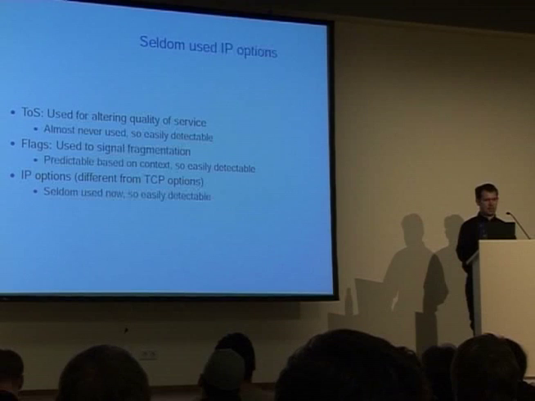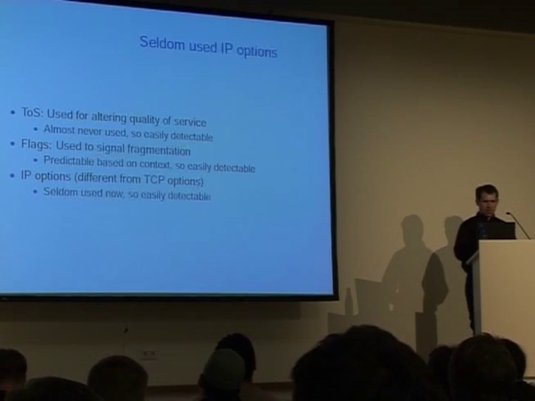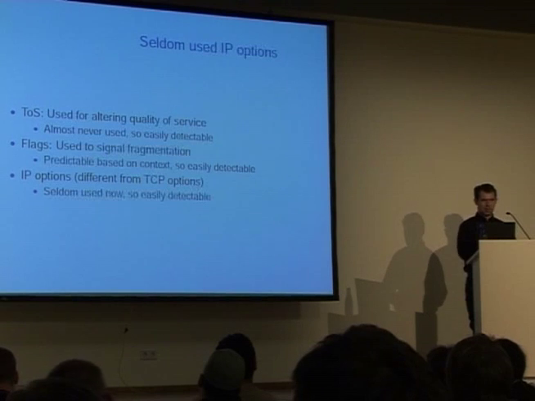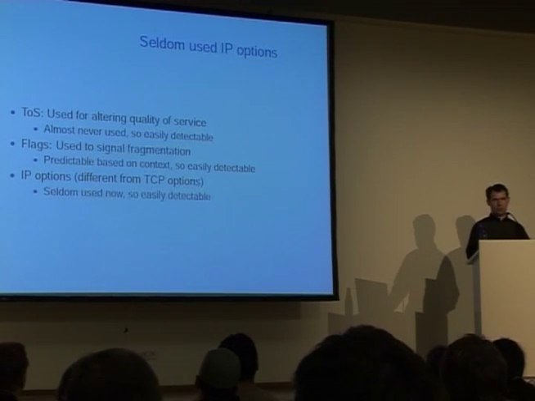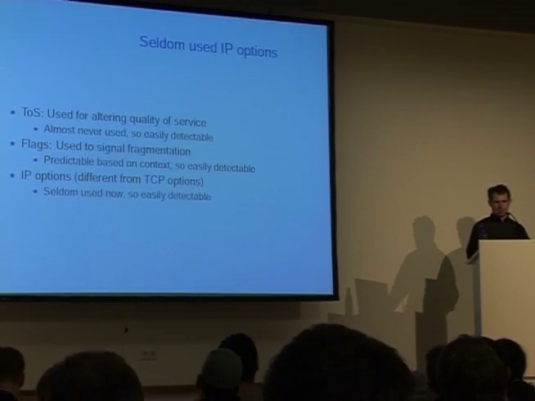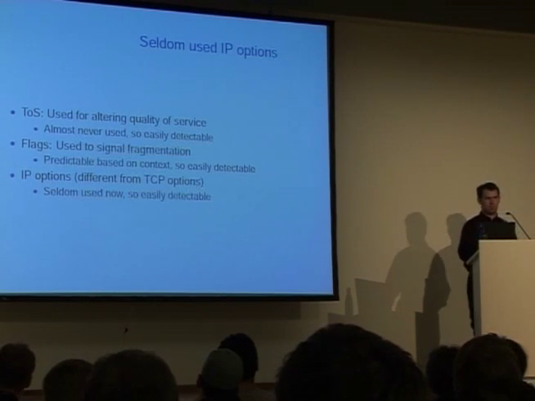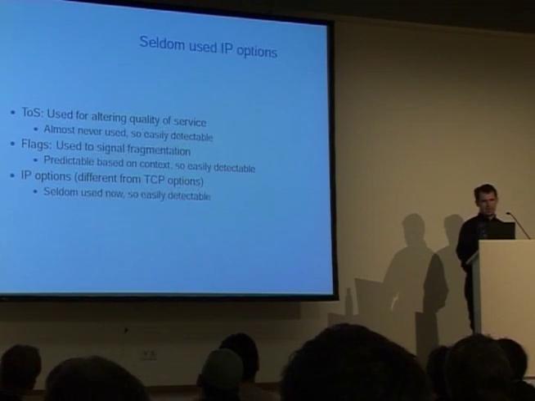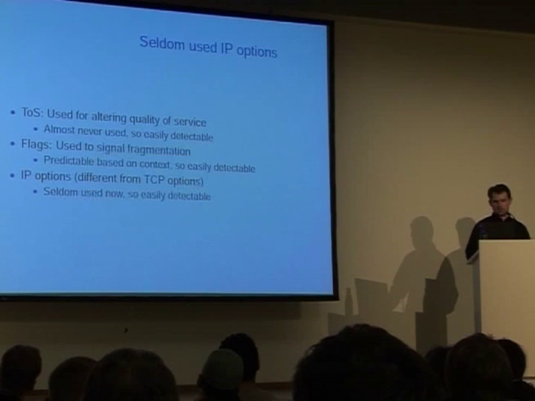And then there's flags. I mentioned that when you fragment a packet, if it's already below the maximum transfer unit, that's the maximum size of a packet that can go through a network, then it's not going to be fragmented anymore. But you can set a flag called do not fragment, and that's not going to make any difference to the way the information flows, but you can use that for signaling information. There are proposals to do that. Again, this is very detectable. Typically in TCP, all packets will come with the do not fragment bit set.